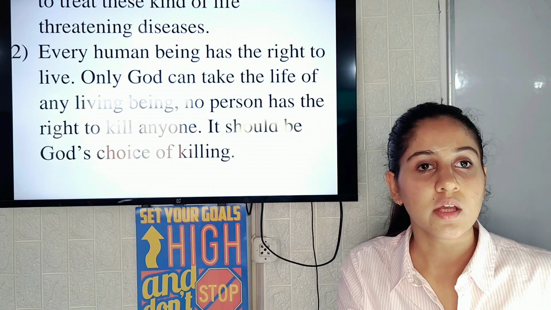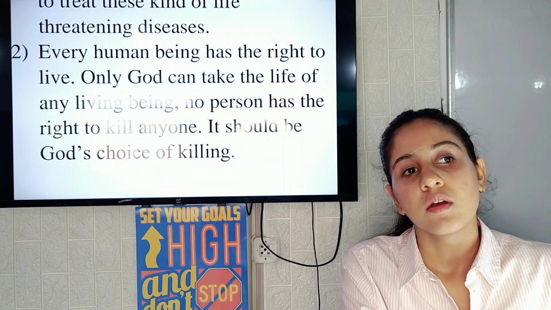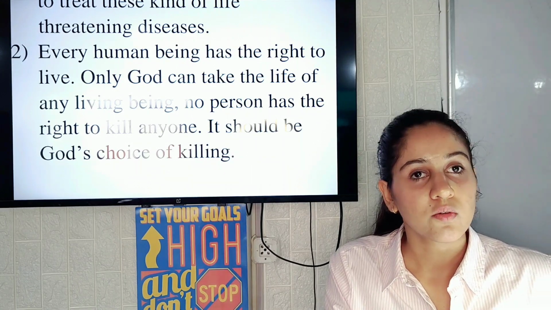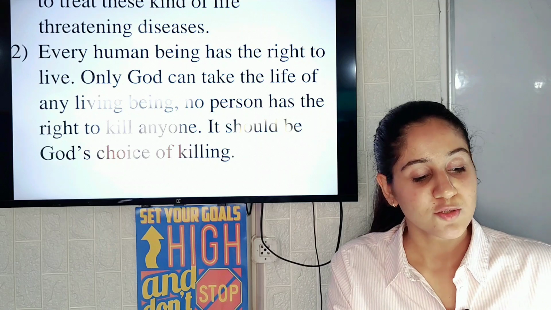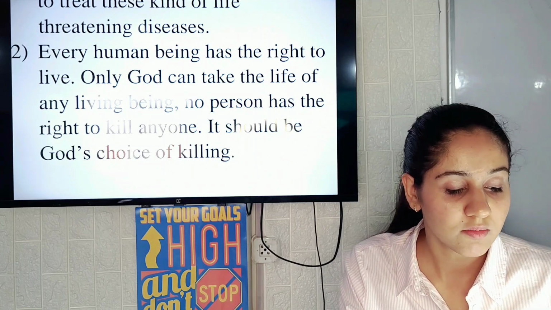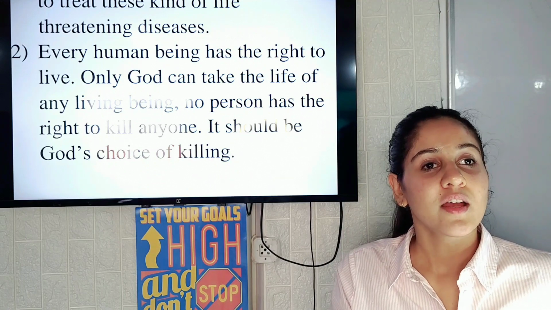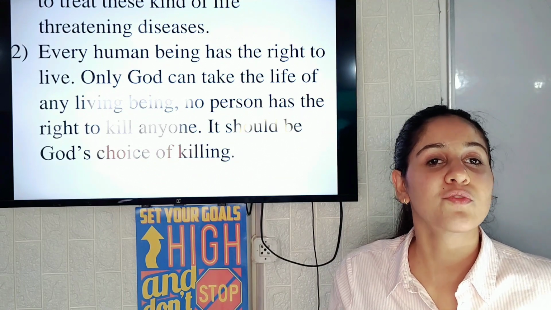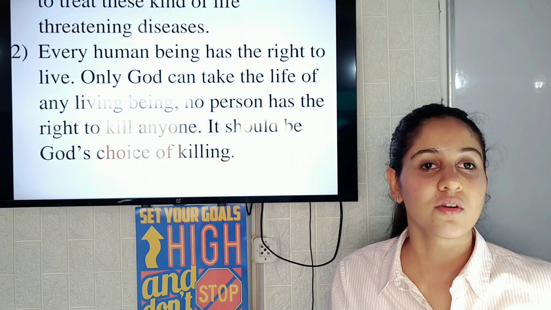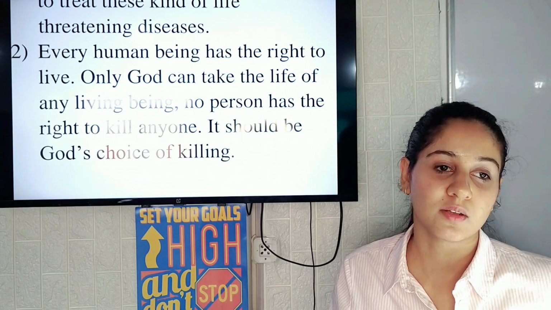If birth is left to God, whenever God's will is there, then only a baby is born. So why not in the case of killing? So definitely this responsibility should be shifted to God. Humans should not take charge of that.